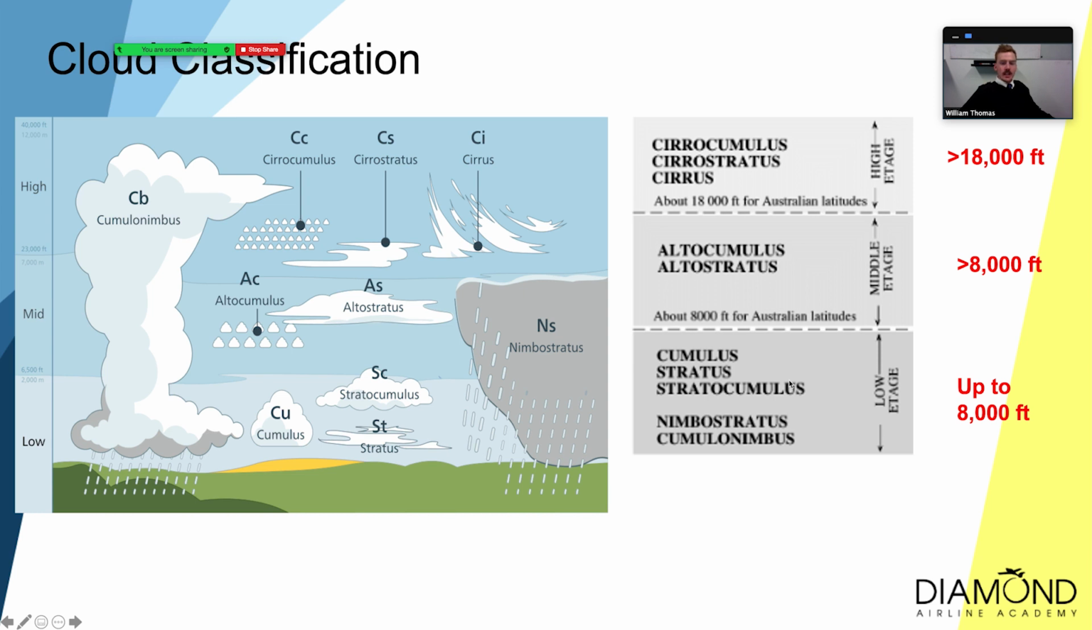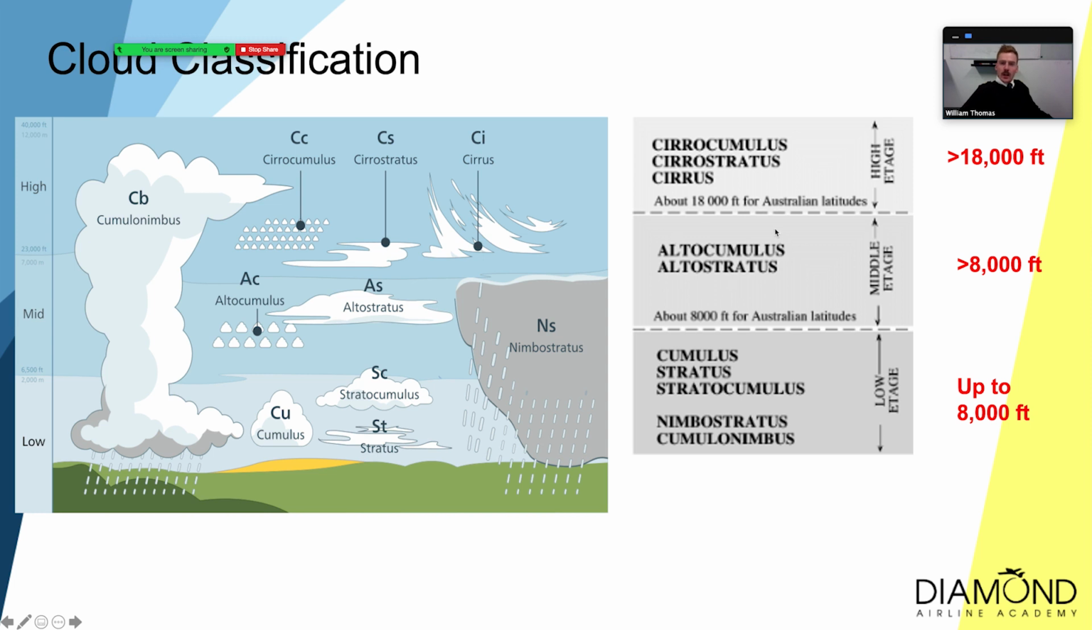All right, so let's take a look. What have we gone over? Up to 8,000 feet, we have our cumulus clouds, our stratus clouds, our stratocumulus clouds, which is kind of a combination between the two. Then we have our two rain-bearing clouds, nimbostratus and cumulonimbus. All right, then between 8,000 feet and 18,000 feet, we have altocumulus clouds and altostratus clouds.